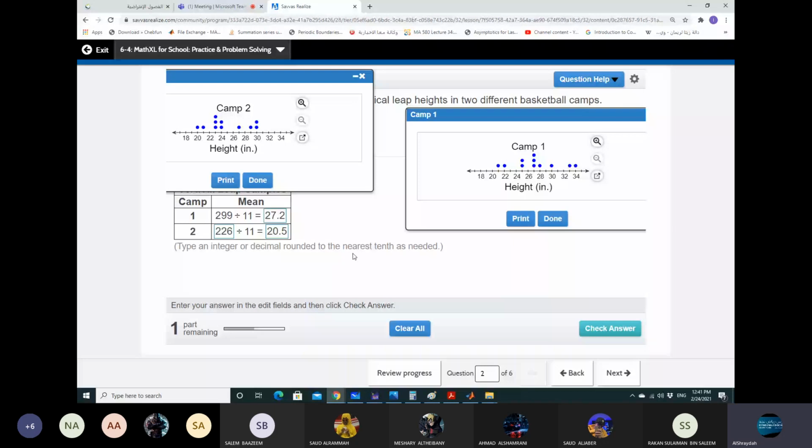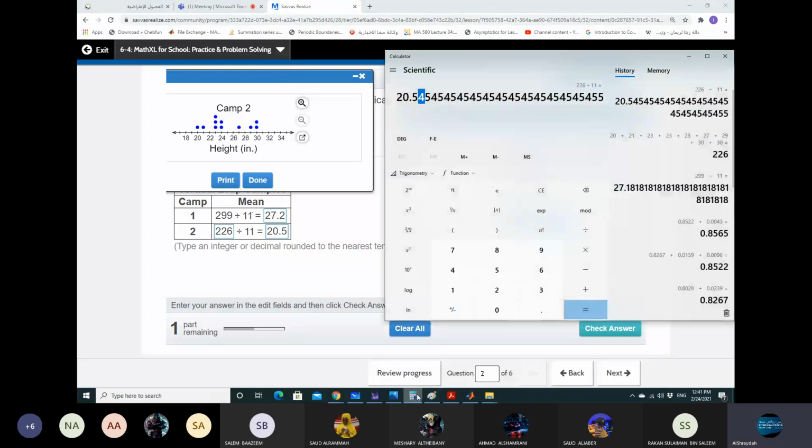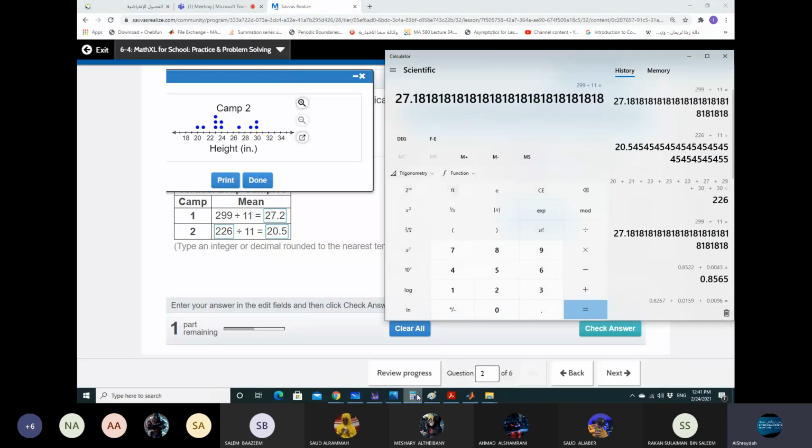Let's check it again. For camp 1, we have 1, 2, 3, 4, 5, 6, 7, 8, 9, 10, 11. We have 11 data values. And we have 299. So 299 divided by 11 gives you 27.18. Because we have 8, it's greater than 5, so add 1 to the next digit, so it becomes 27.2. Are we correct? Nearest tenth, yes, 27.2.